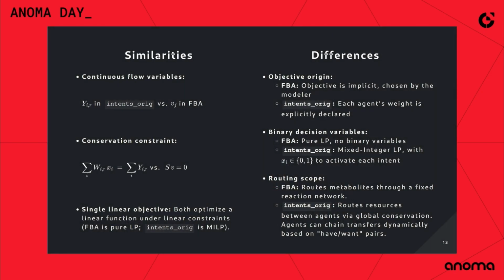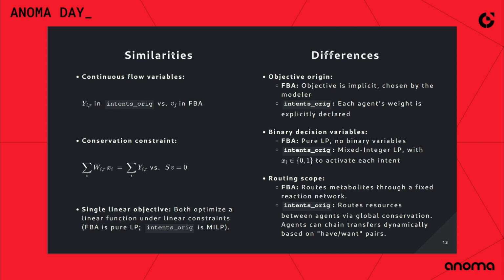So yeah, there's some similarities. These are the constraints that are there, the conservation constraints, the linear objective. Both try to optimize this function. The flux balance analysis is pure, whereas the intent origin example from Anoma is mixed integer linear programming. These are slightly, basically the same. It doesn't really make a significant difference.